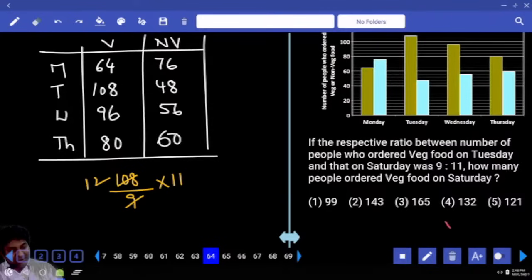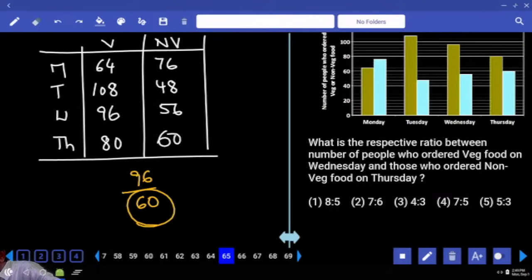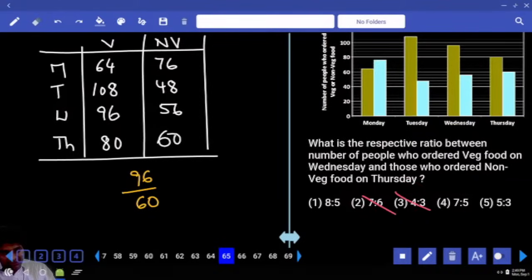with 2. What is the respective ratio between number of people who ordered veg food on Wednesday? 90. And those who ordered non-veg food on Thursday. Non-veg food on Thursday, 60. Correct? So your second number must be a multiple of 5. Because you have 60, which is a 5 multiple. In our first number, we don't have 5 multiple. Your second number must be 5 multiple. Correct? Second eliminated, third eliminated, fifth eliminated.